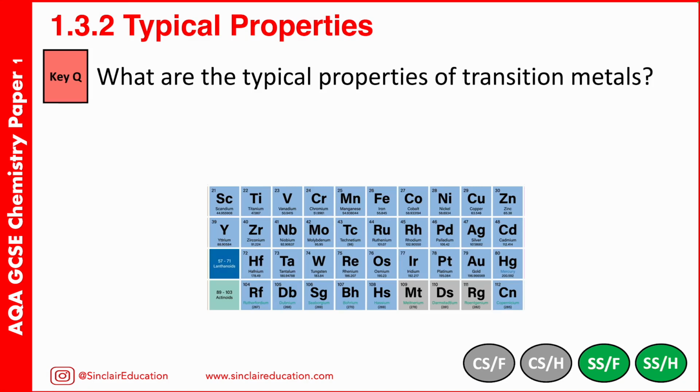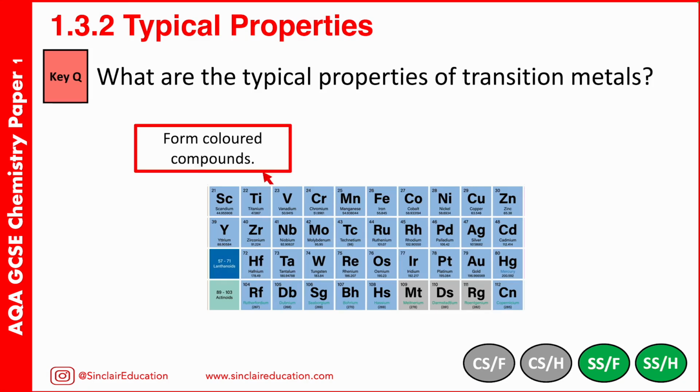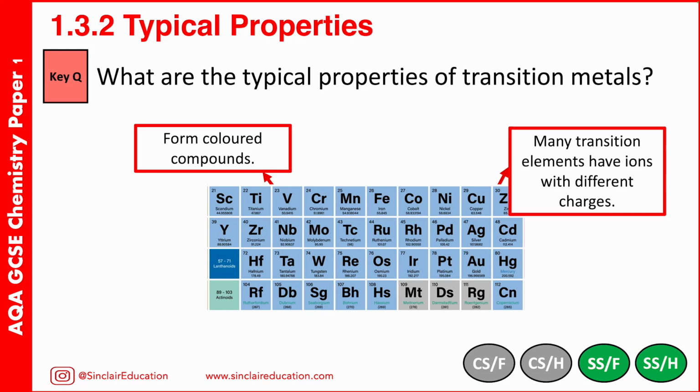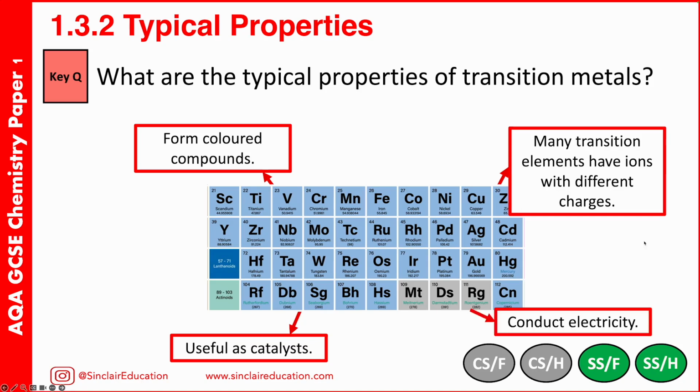You might be asked to describe the properties of transition metals, and one thing is they will form coloured compounds, and that comes back around in your paper 2 when you're looking at your chemical analysis. Iron and copper come up a lot. Also, the transition elements have the tendency to form ions with different charges, which we'll look at in a moment. But they are also really useful as catalysts, and they can conduct electricity really well.